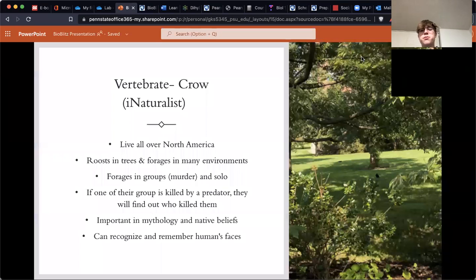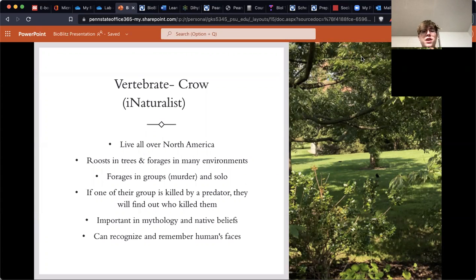So the first organism we found was a vertebrate, and it's the North American crow. We identified it using the iNaturalist app and its distinct features. These crows live all over North America. They're one of the most common avian species.